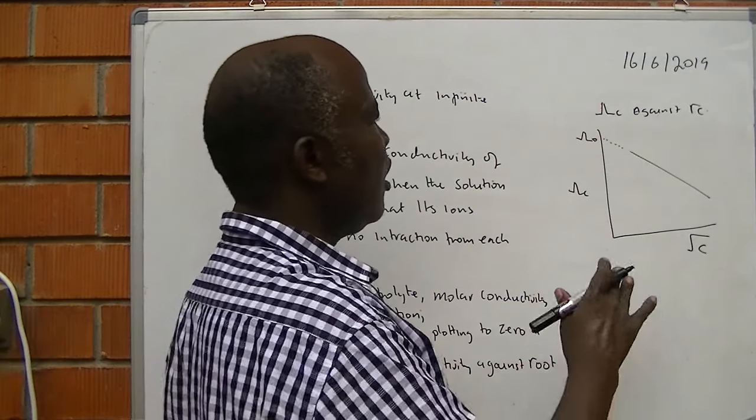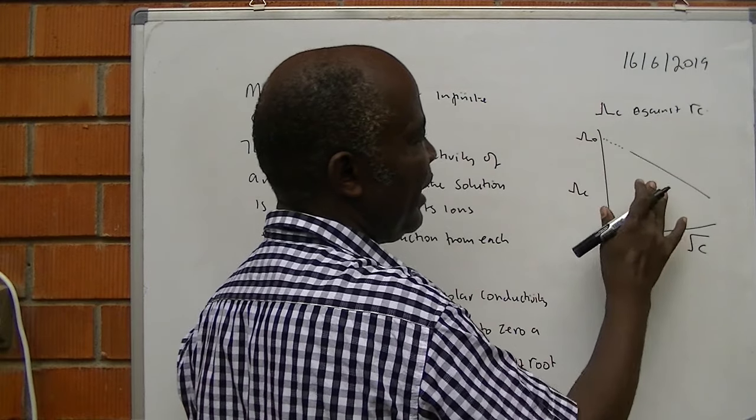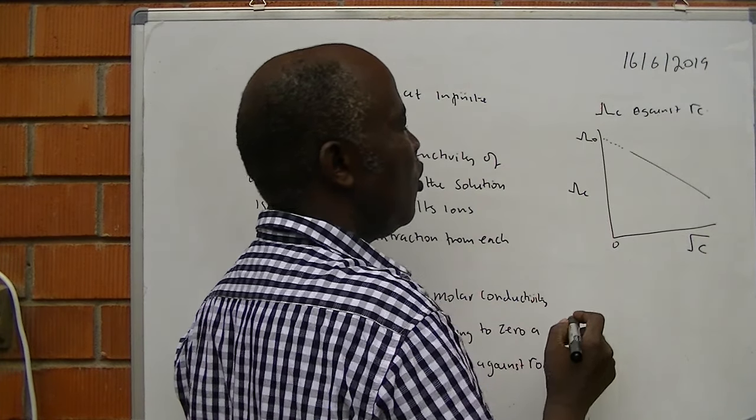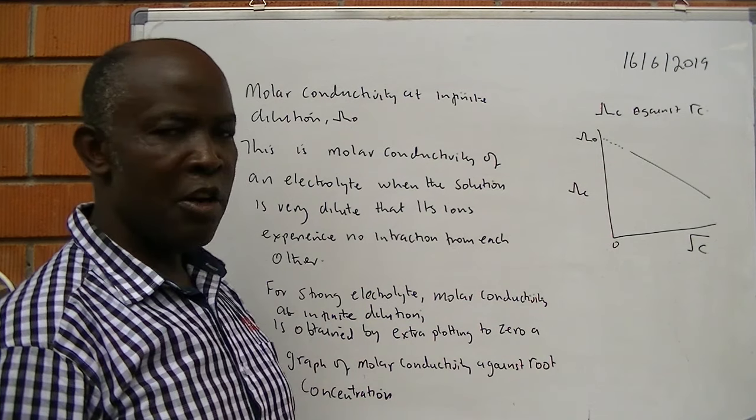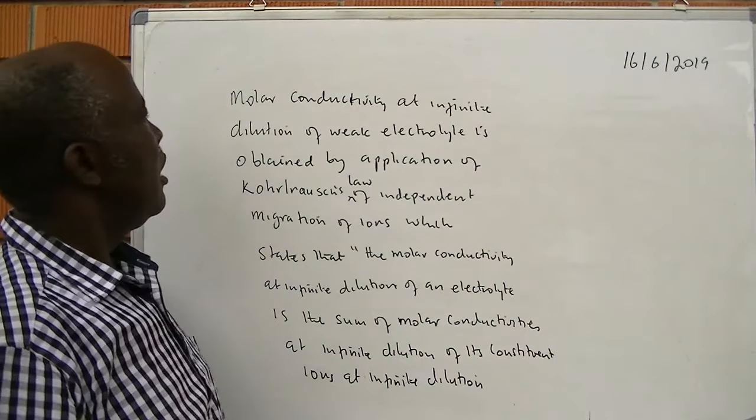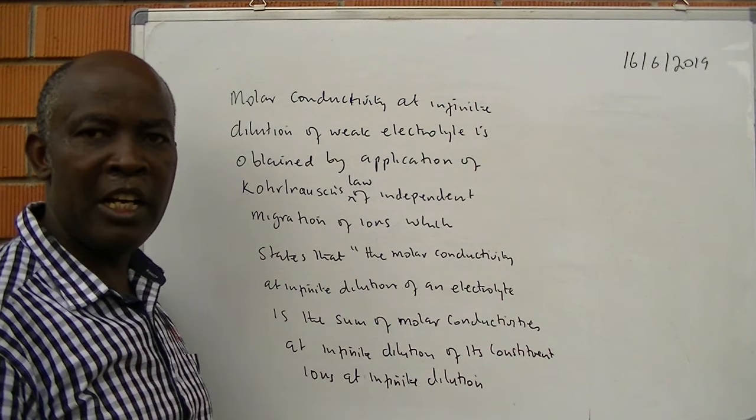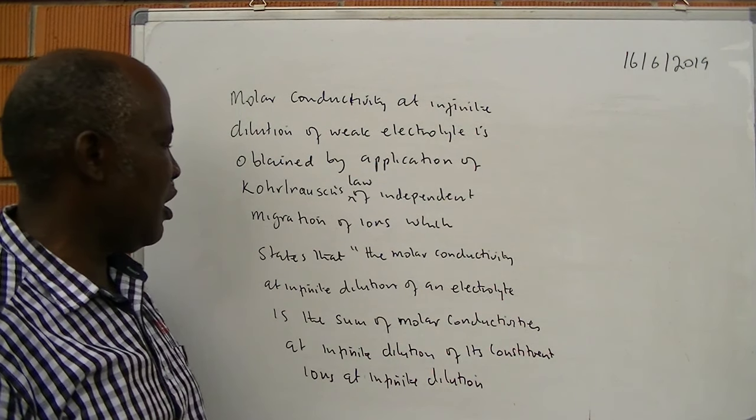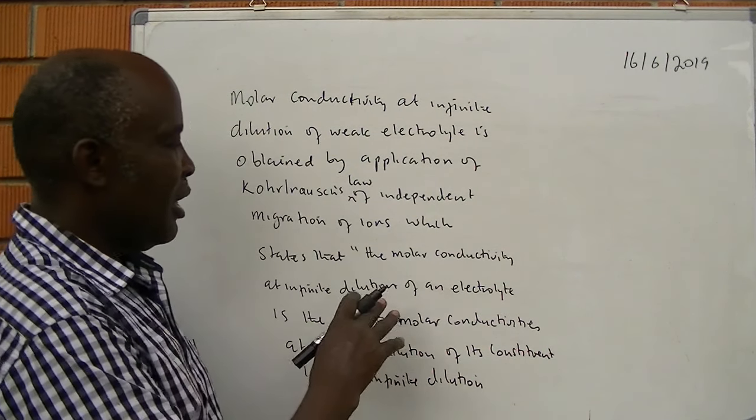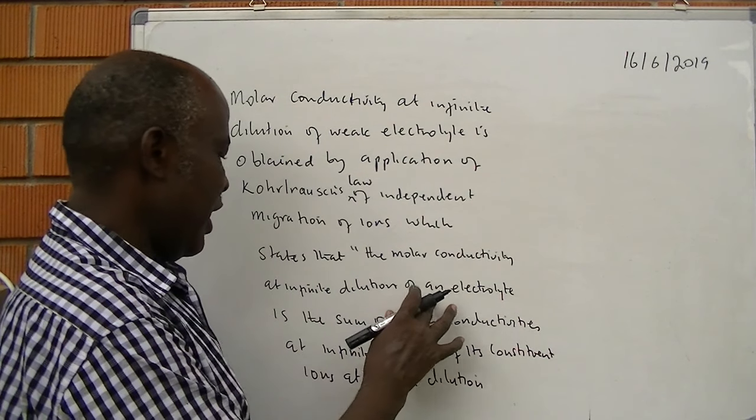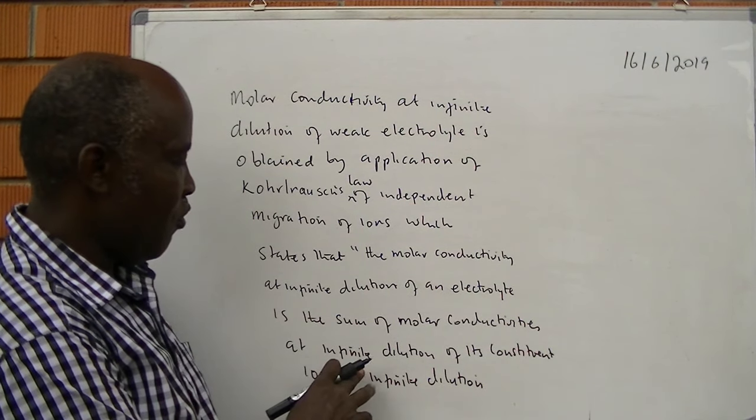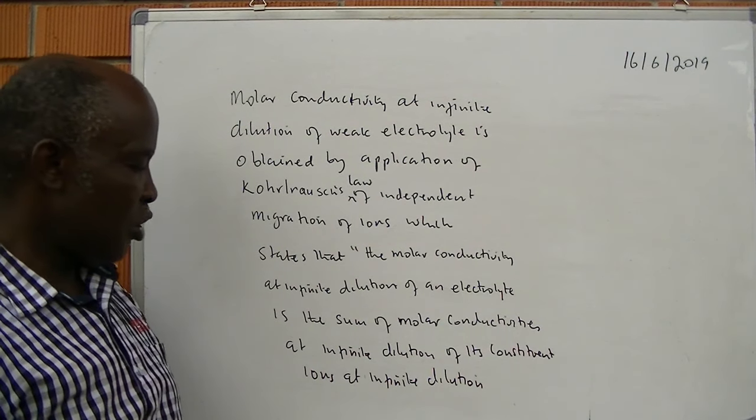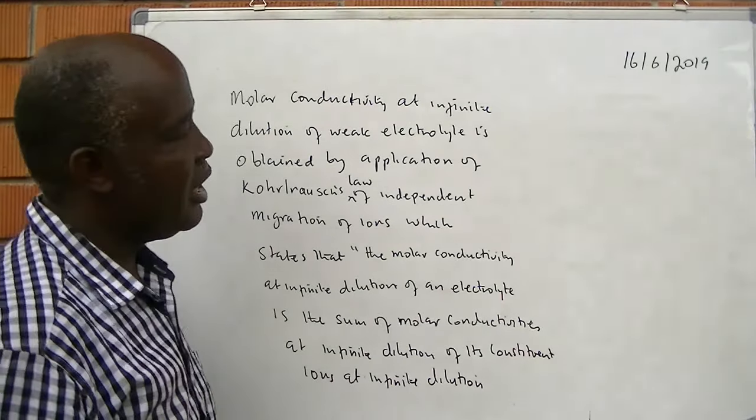For a strong electrolyte, when you plot a graph of molar conductivity against root C, we get a straight line. When we extrapolate this to zero, then we get molar conductivity at infinite dilution, lambda naught. The molar conductivity at infinite dilution of a weak electrolyte is obtained by application of Kohlrausch's law of independent migration of ions, which states that the molar conductivity at infinite dilution of an electrolyte is the sum of molar conductivities at infinite dilution of its constituent ions.